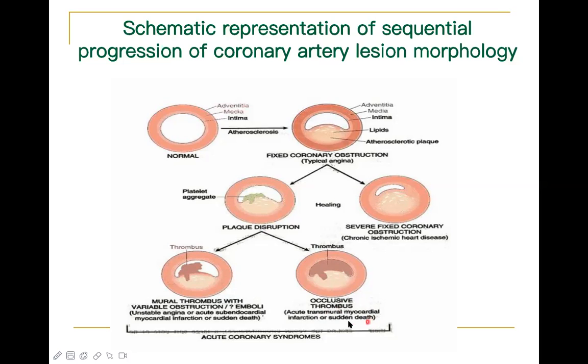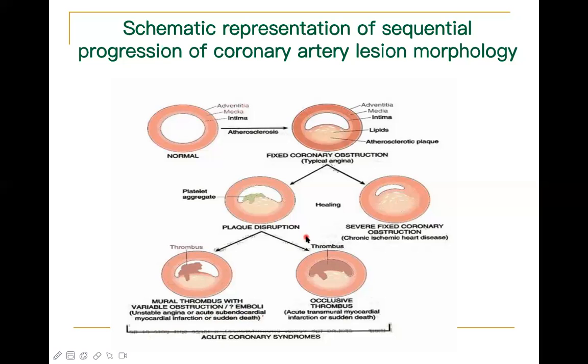Transmural myocardial infarction or sudden death. And if this rupture of the plaque and thrombus formation leads to critical occlusion, but still a bit of area is left behind, it will give rise to unstable angina, or another type of MI which is called subendocardial MI, and even sudden death.